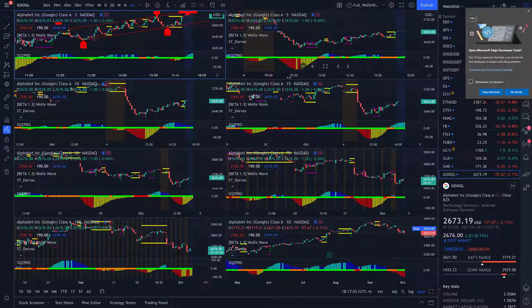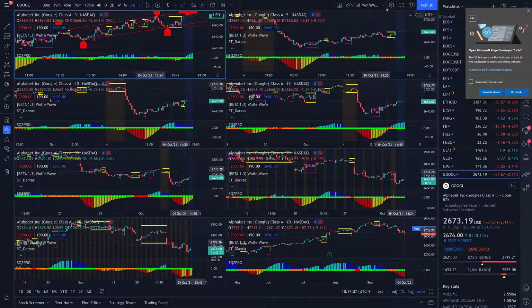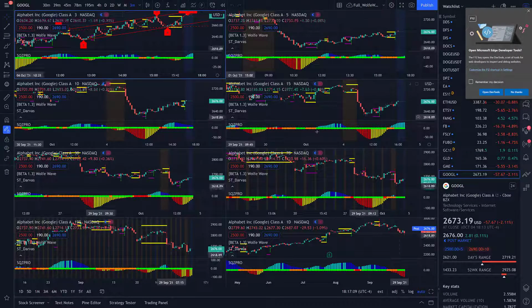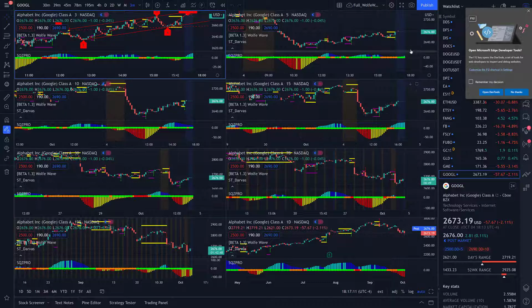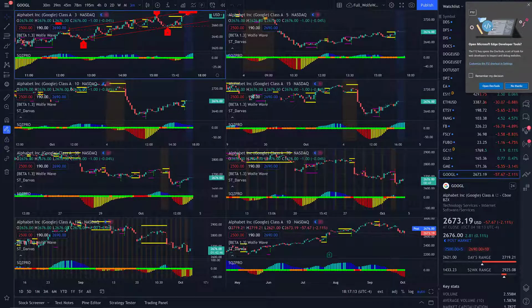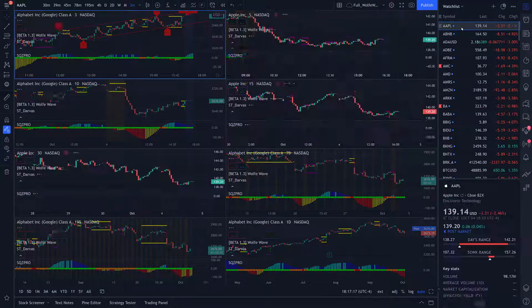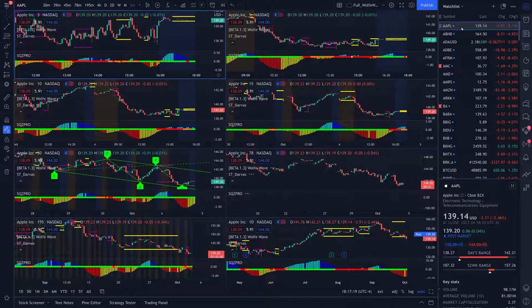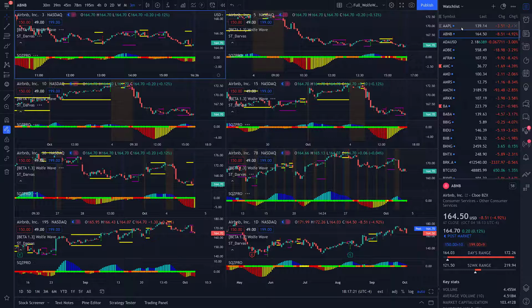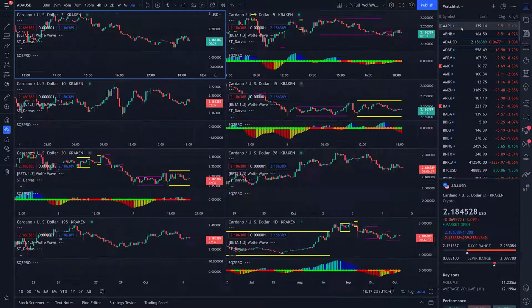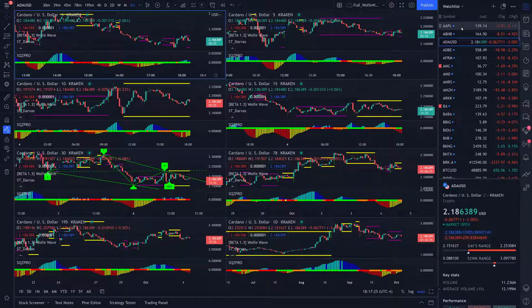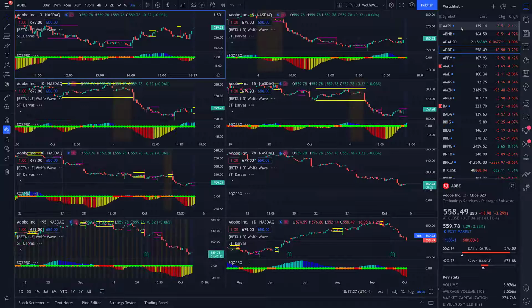Okay, so then you would save that workspace and use this for scanning. So then you create your watch list on the right hand side, and now what you do is go through each ticker one by one and look for your trade setups. So let's do one together.